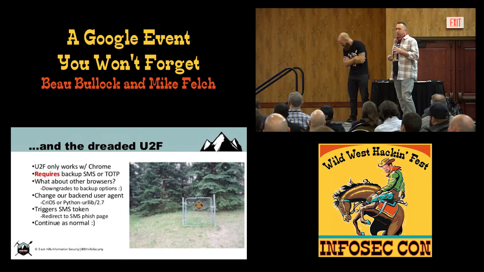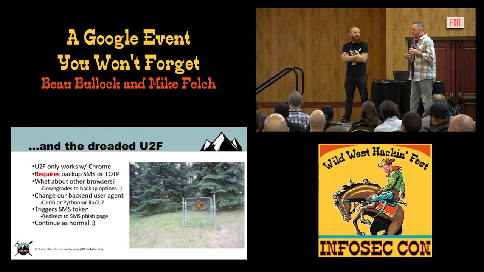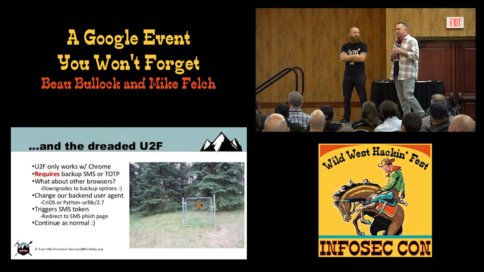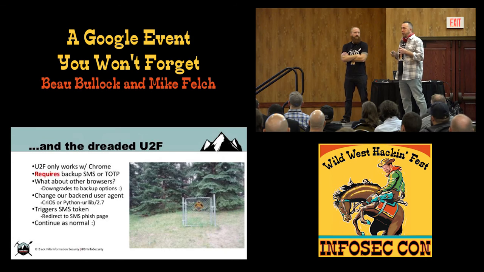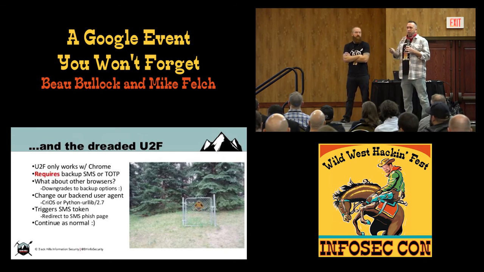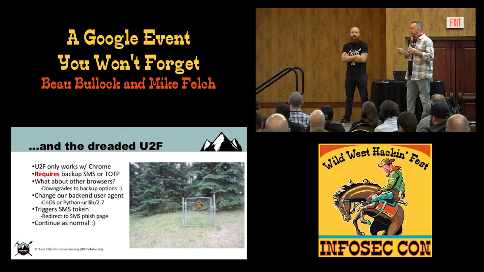So I tried with my Python because I'm just using requests with MailSniper, and so I just used it. And the interesting thing is, whenever you're using a user agent that's not Chrome, it doesn't even bother with the UTF. All it does is it reverts back to the recovery options, which is SMS or the Authenticator app, and then it triggers that SMS token.